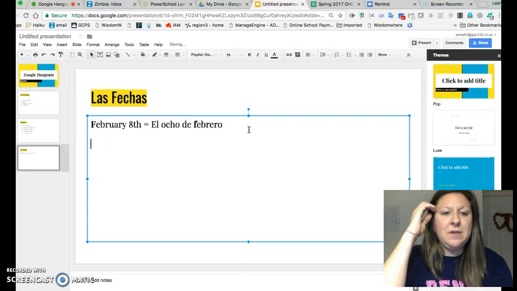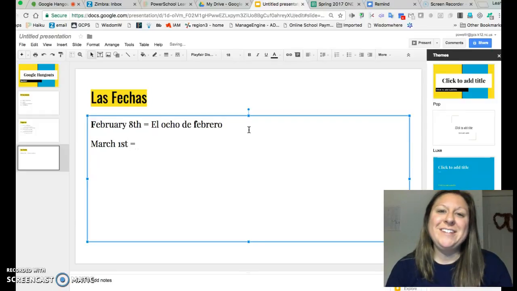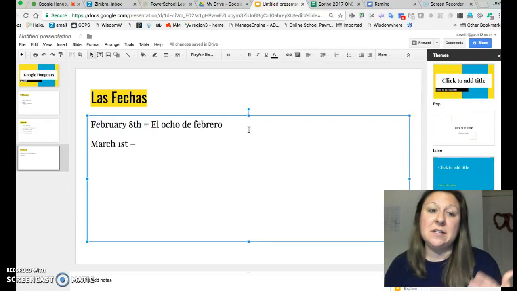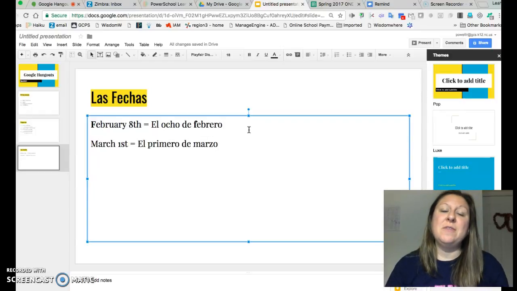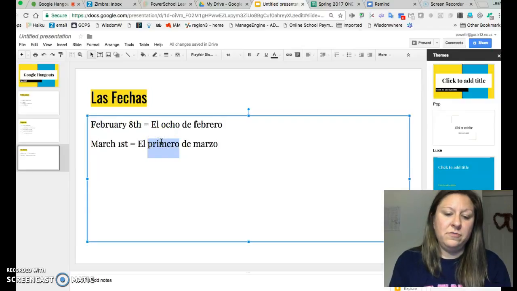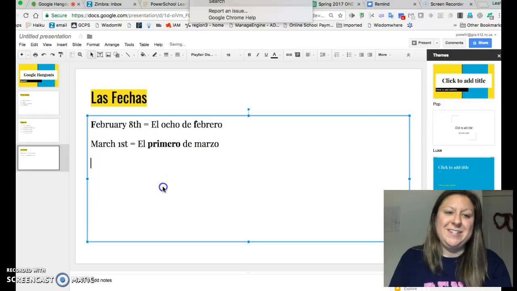I also want to very quickly talk about what if it was the 1st of March, or March 1st? This is the only date that you do not use the dos, tres, cuatro, cinco, seis, and so on for. This one you actually use el primero de marzo. So you are going to be using the word primero over the word uno.